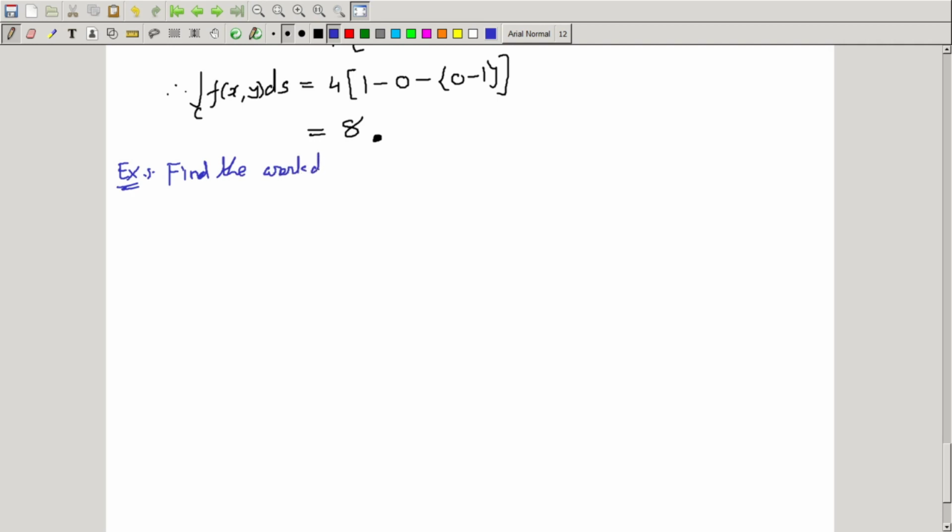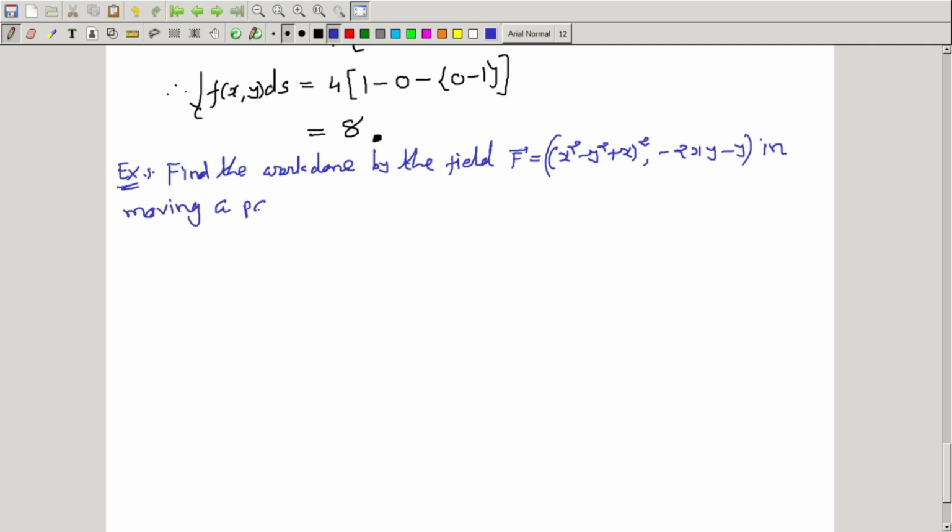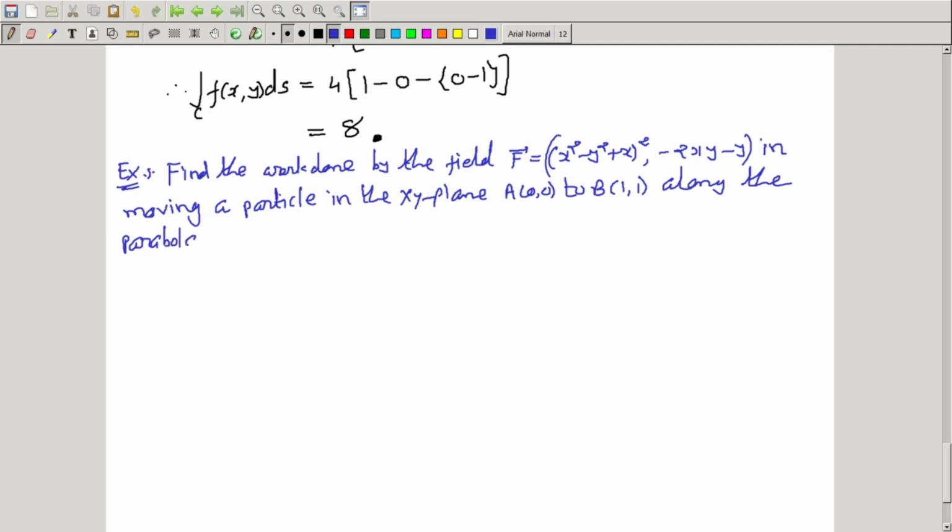Find the work done by the field vector f is equal to x square minus y square plus x whole square and minus 2xy minus y in moving a particle in the xy plane from A (0,0) to B (1,1) along the curve, along the parabola y square equal to x.